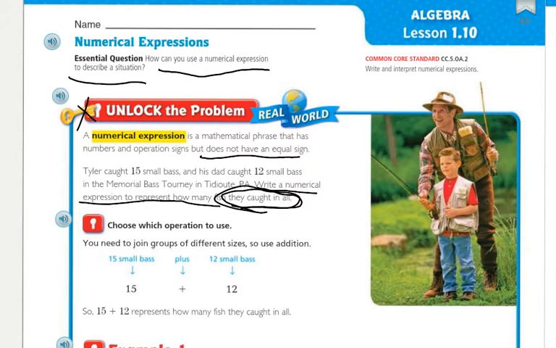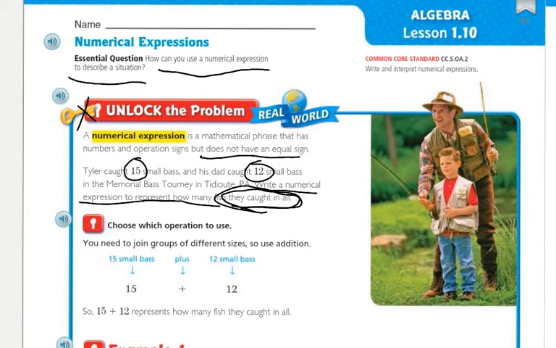So you've got to think about, what are you going to do? Are you going to be adding, subtracting, multiplying, dividing? What numbers do you need? So when you're coding, you're going to circle your numbers. Well, we're going to need to know how many Tyler caught and how many his dad caught, right?